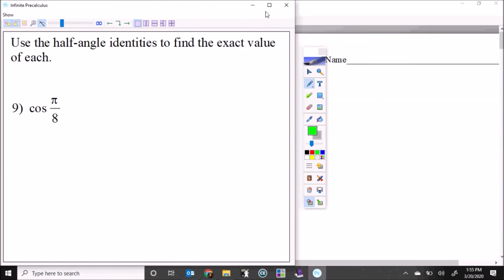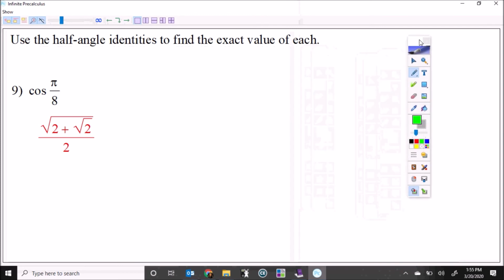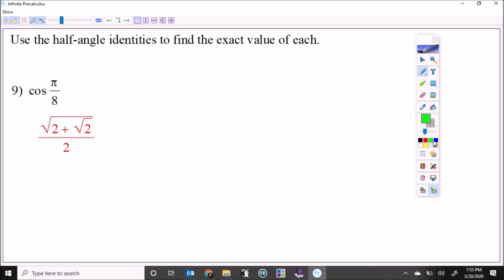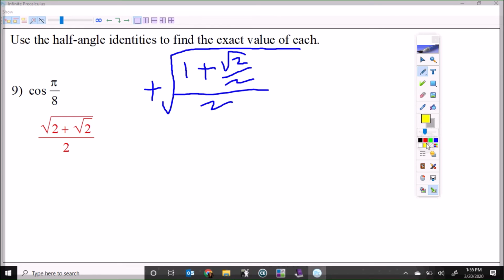So let's get rid of that. Look at theirs and see what they did. Alright, so that's their answer. I'm going to hit this button so I can write on it again. Takes a lot of space doing it this way. We had the positive square root of 1 plus square root of 2 over 2, over 2. Okay? So they didn't actually do a lot of simplifying here.